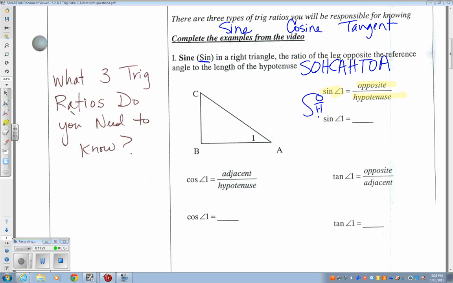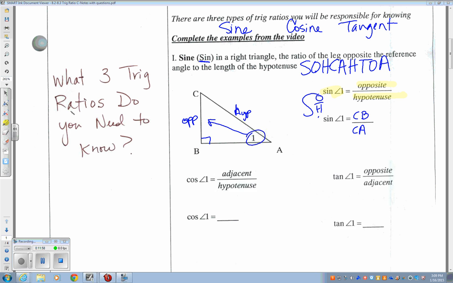Now since we're doing the sine of angle 1, the opposite is always in relation to the angle. So here's angle 1. We have to look across. There's our opposite, and then our hypotenuse would be CA. And so the ratio would just be CB over CA. And you just write that ratio for that trig function. Sine is opposite over hypotenuse.